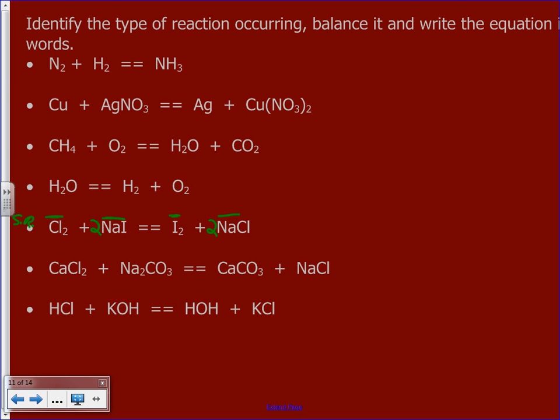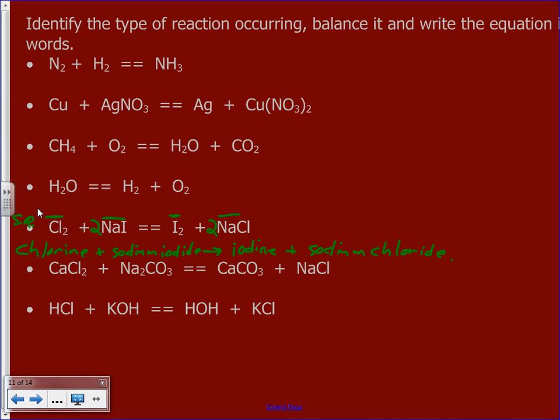All right, then we have to write it in words. Chlorine. Remember, just because this has a 2 after it doesn't mean it's not an element. It's still named as the element is named on your periodic table. It is one of the molecular elements. Plus sodium iodide, gives us iodine, same idea, plus sodium chloride. Questions on that one?